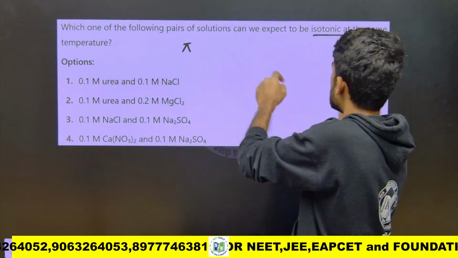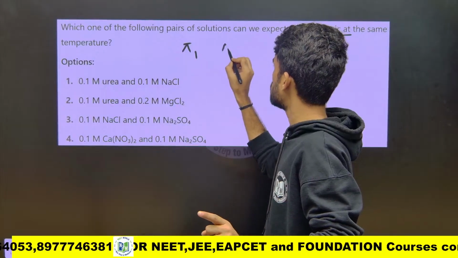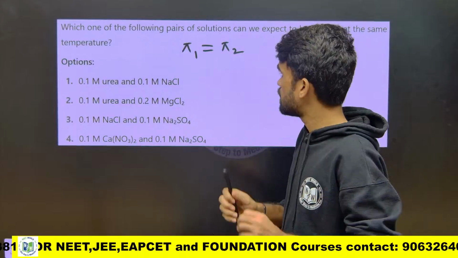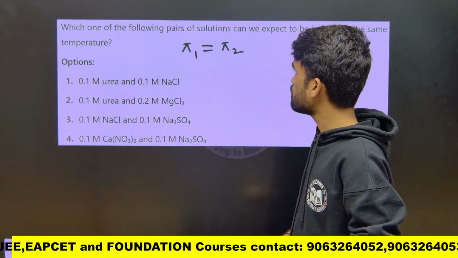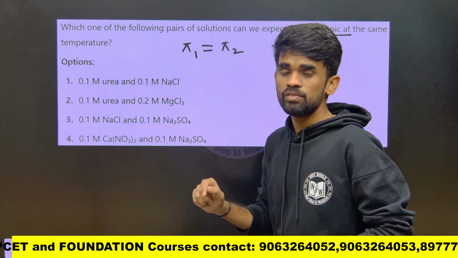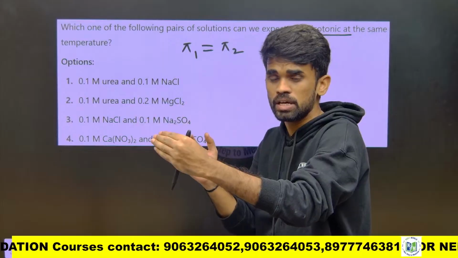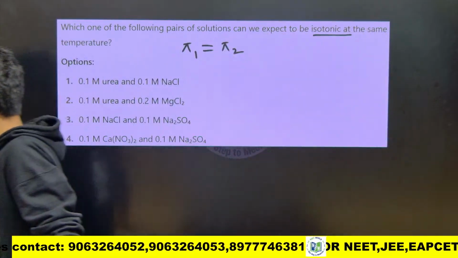If it is equal, you should say isotonic solutions. For solution 1 I am saying pi 1, for solution 2 I am saying pi 2. If these are equal, then it is an isotonic solution. These are isotonic with each other. Now if pi 1 is greater, we should say solution 1 is hypertonic, and solution 2 is hypotonic. Hope it is clear.